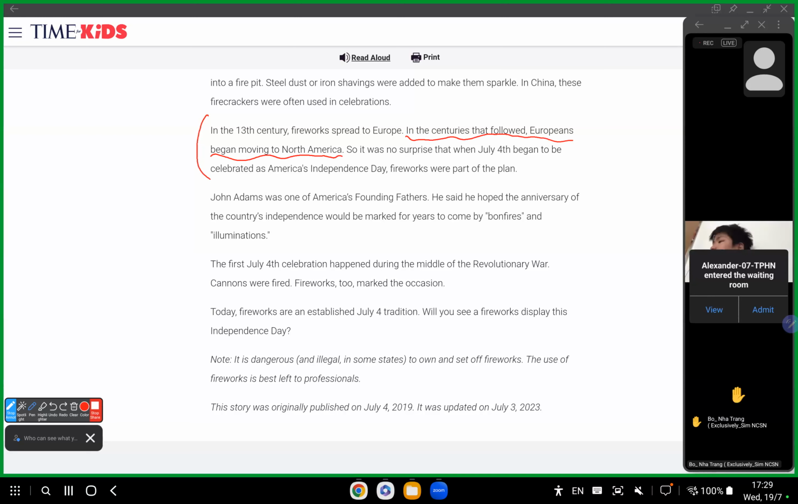Very good. So again, basically this whole paragraph is evidence. I'll just squiggle through it. Even that first sentence there: In the 13th century, fireworks spread to Europe. More facts, more information.